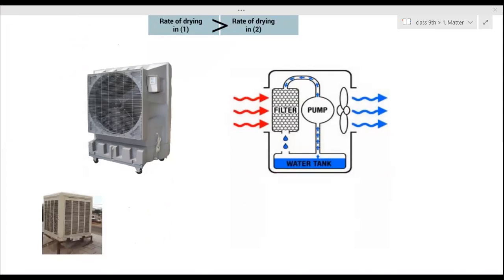Ma'am, I got that picture. Which picture did you get? Ma'am, you said dry grass.